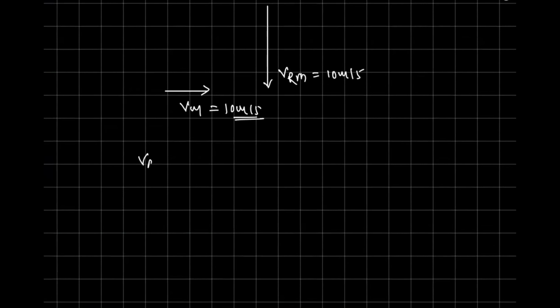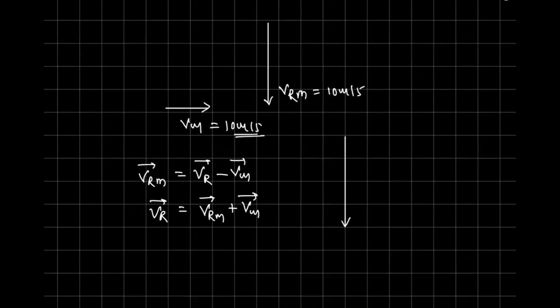Again, we know the velocity of rain with respect to man is equal to the velocity of rain minus the velocity of man, or you can write the velocity of rain is equal to the velocity of rain with respect to man plus the velocity of man. So this is your velocity of rain with respect to man, plus the velocity of man, and this vector is going to be your velocity of rain, and say this angle is theta.